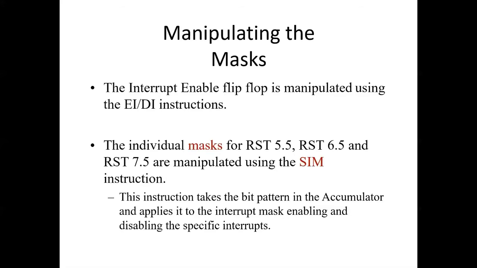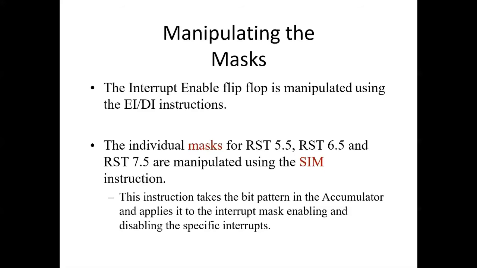Thus, all that is needed to prevent RST 5.5 from interrupting the RST 6.5 ISS while allowing RST 7.5 to interrupt the RST 6.5 ISS is: enable the interrupt system using the EI instruction, mask RST 5.5 so that it cannot interrupt the ISS, and unmask RST 7.5 so that it can interrupt the ISS. The interrupt enable flip-flop is manipulated using the EI and DI instructions. The individual masks of RST 5.5, RST 6.5 and RST 7.5 are manipulated using the SIM instruction.